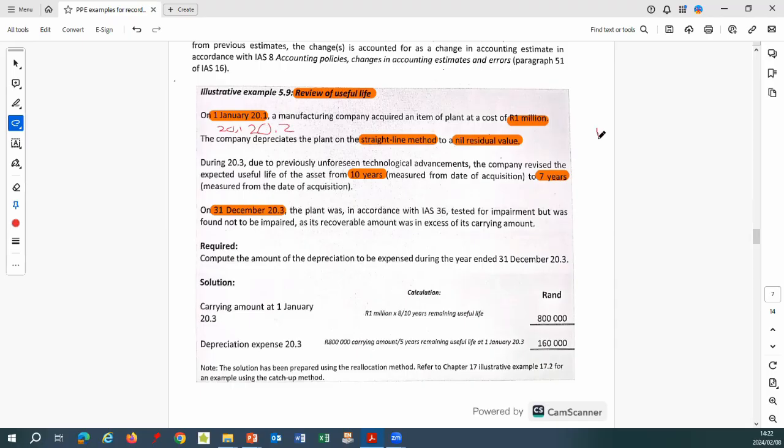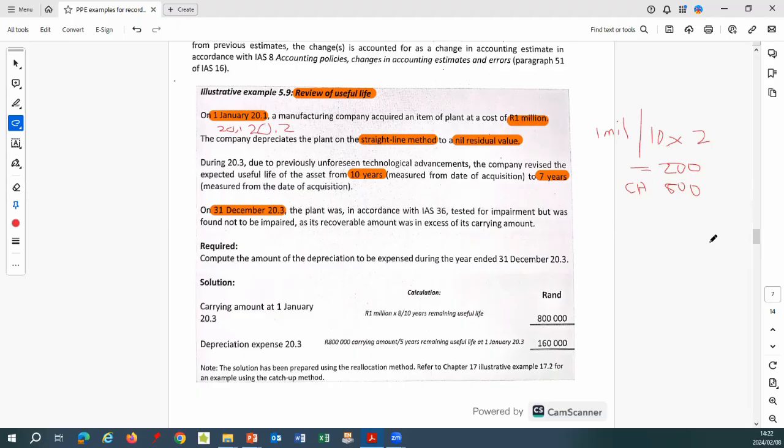So we would have done the depreciation based on the 1 million. So we would have taken the 1 million divided by the 10, and we have taken it into account at 2 years. So that means we've processed 200,000 depreciation over the 2 years. And so my carrying amount is now sitting at 800.